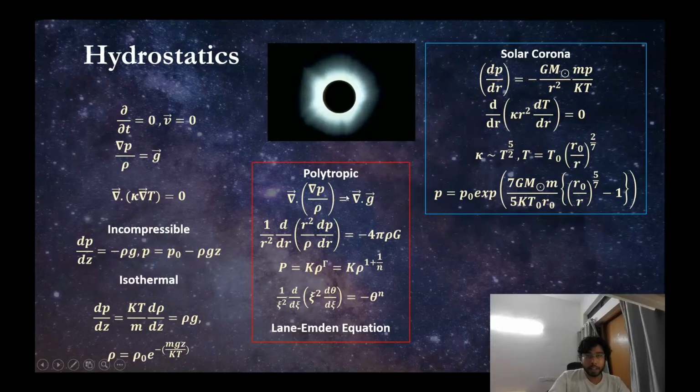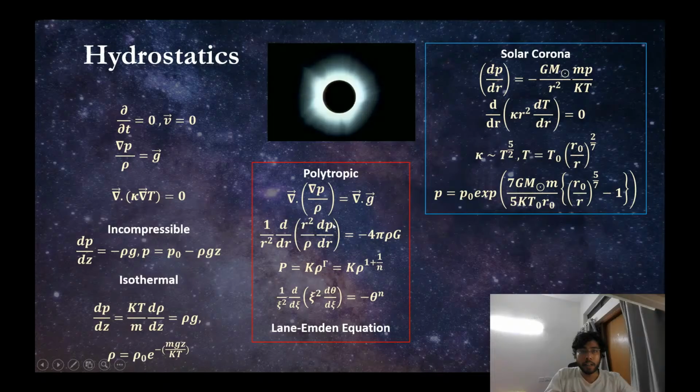Now, an interesting case, which is generally followed in modeling stars, and this is what people do when they model stars. They use the Lane-Emden equation. We'll see how we arrive at this equation, but I want to point out that this is the actual equation that people use to build models of stars, and people do a lot of research work on this as well.